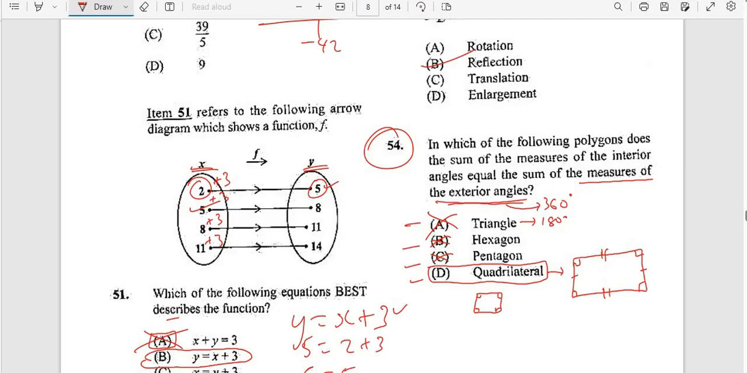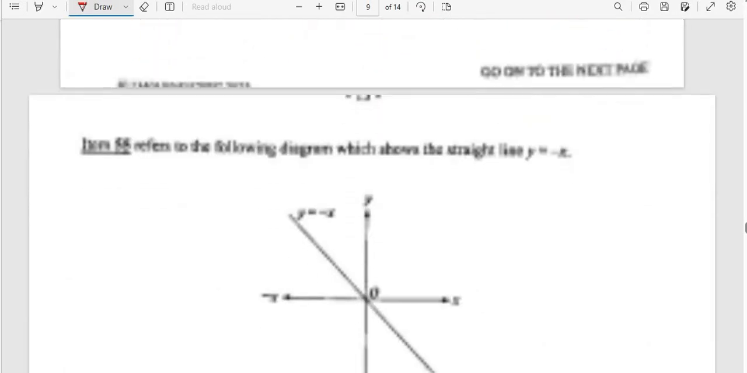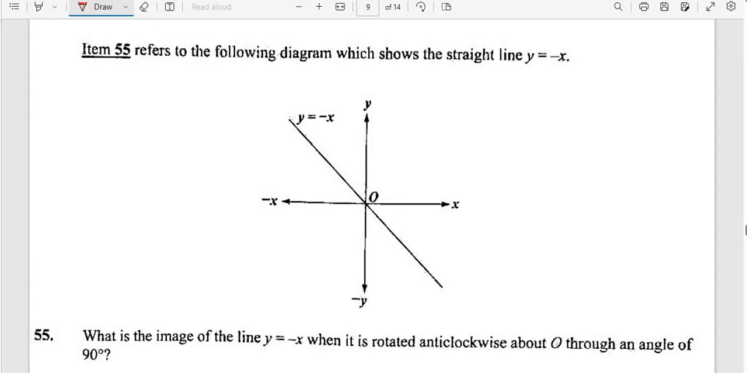All right, I could go into detail of that, but maybe another video for that, as to how I was actually finding the sum of the internal angles there. Now we have a straight line, y equals negative x.